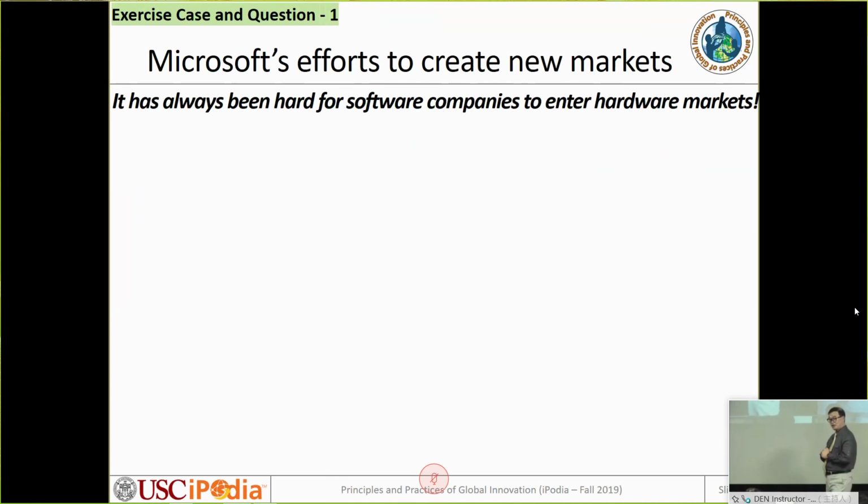Microsoft should also think about it: if every laptop is running my Windows, there's no reason I cannot make a better laptop, right? So for example, if you look at Google, this is a very clear case. About 4 or 5 years ago, Google decided to create a new market in hardware. So what Google did is Google spent about $2 billion to purchase a phone company called Motorola.